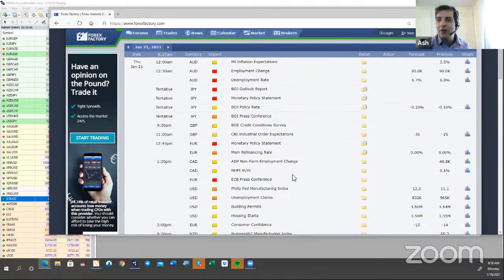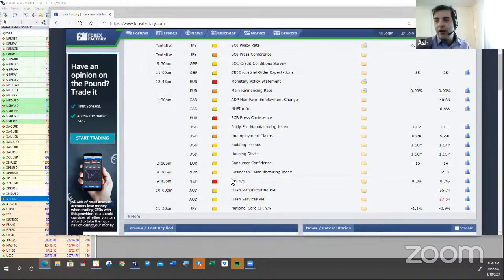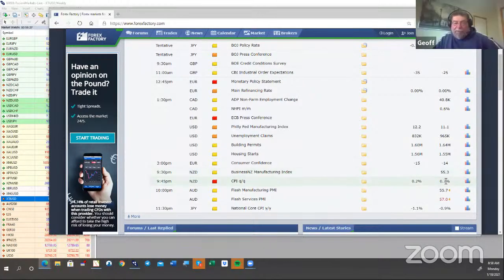Christine Lagarde is incredibly buoyant and incredibly positive. She's a fairly positive character, so I'm not sure whether we're going to get 100% honesty from the ECB press conference or not. Then the Kiwi, interesting as well. So anybody that does trade the Kiwi, look at the prediction here: 0.2%.